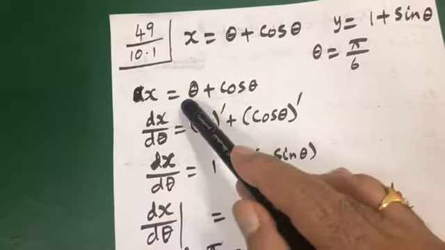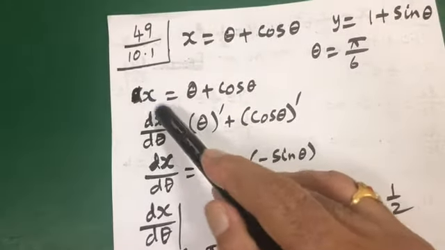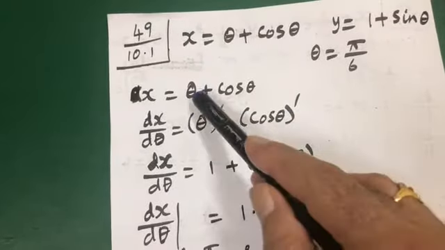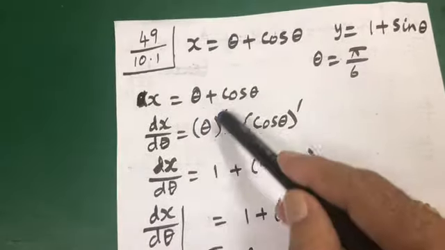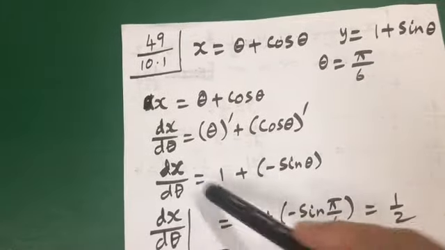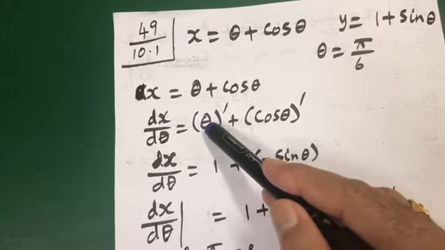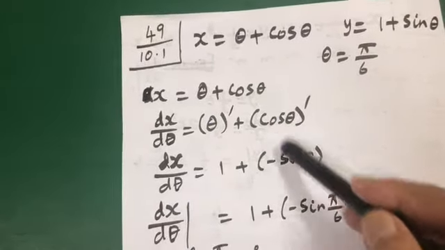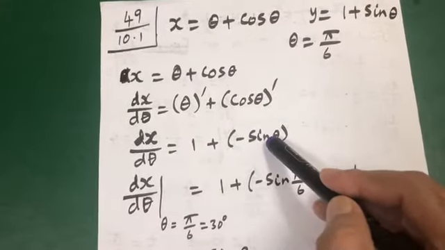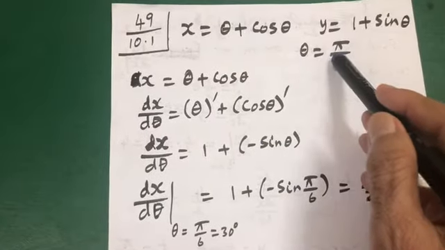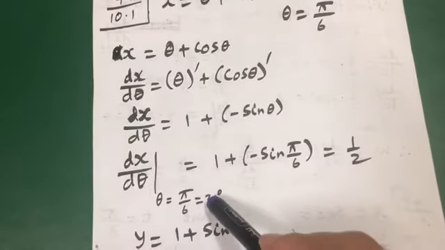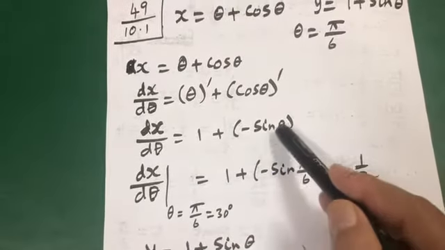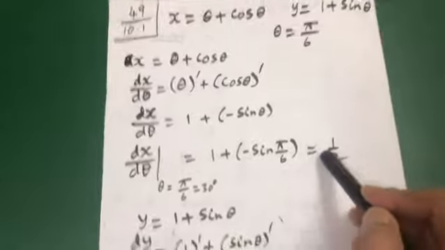Now x equal to theta plus cos theta, x derivative with respect to theta, theta derivative plus cos theta derivative. Theta derivative with respect to theta is 1, similar to how x derivative is 1. Cos theta derivative is minus sin theta. Now after finding the derivative, you put the value pi over 6, which is 30 degrees. You get 1 plus minus sine 30 degrees. Use calculator, you get half.